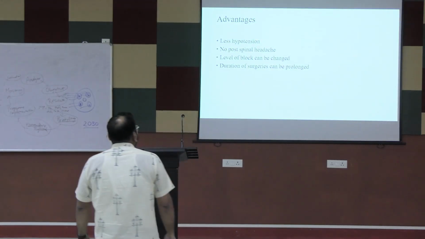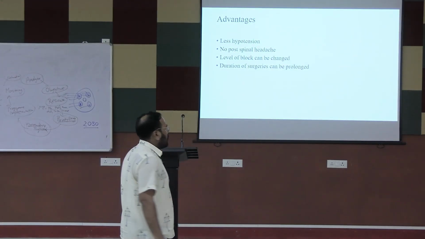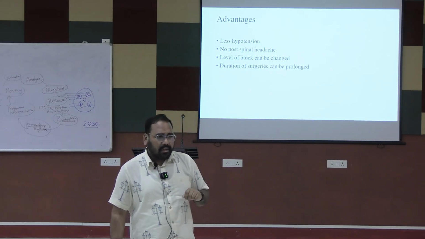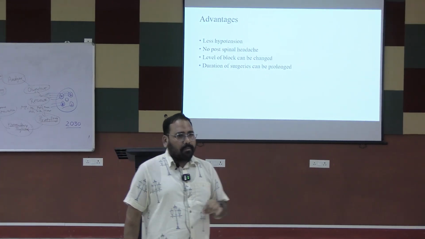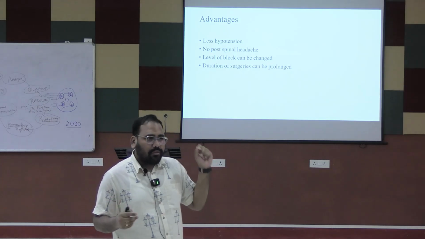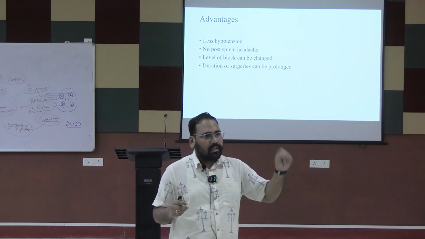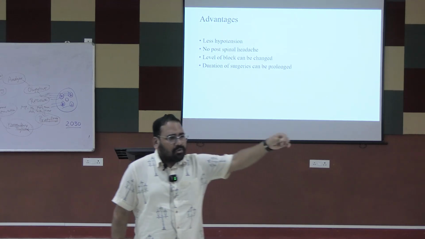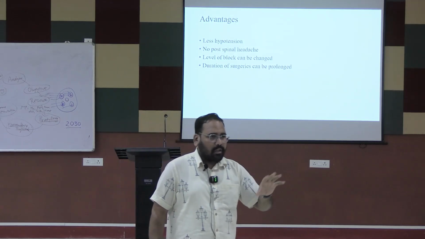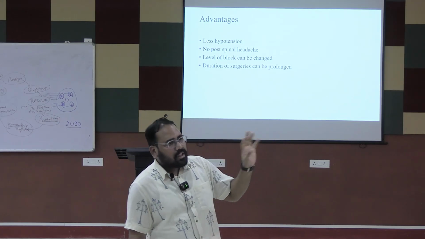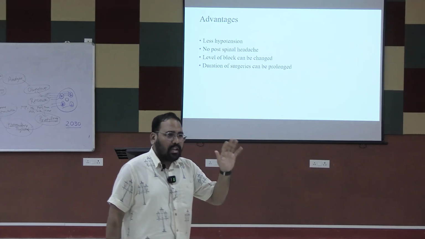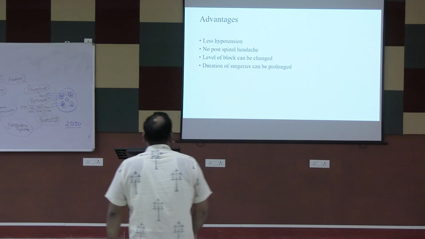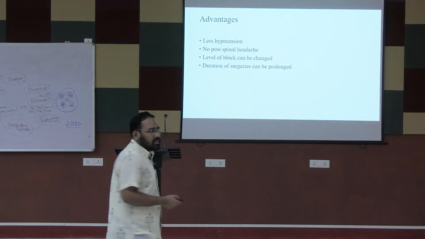Acha. And the level of block can be changed. That is an advantage. Since we put a catheter inside the epidural space, we can manipulate the length of the catheter inside the epidural space. If we need to make it higher, we can introduce some more of the catheter inside the epidural space and we can give drugs. That is how we can change the level of the anesthesia. Okay. And of course, as I said, the duration of the surgeries can be prolonged.